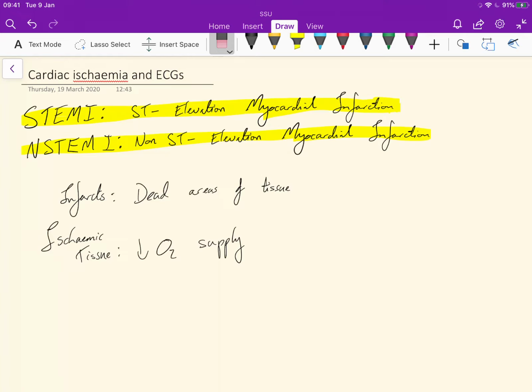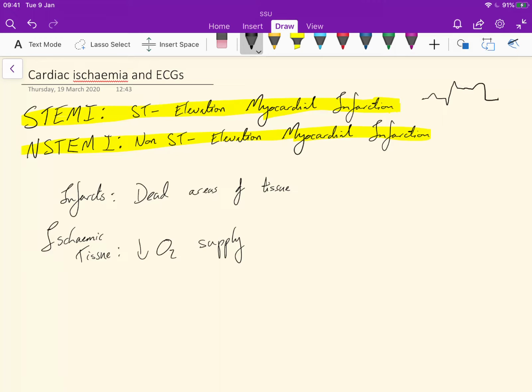So now on to STEMIs and NSTEMIs. A STEMI is an ST elevation myocardial infarction, and you usually see these when you have a total occlusion of an artery. On an ECG tracing, they look like this. So your P wave, QRS, the QRS ends a little bit higher, and you have your T wave, and then it returns back to the baseline.